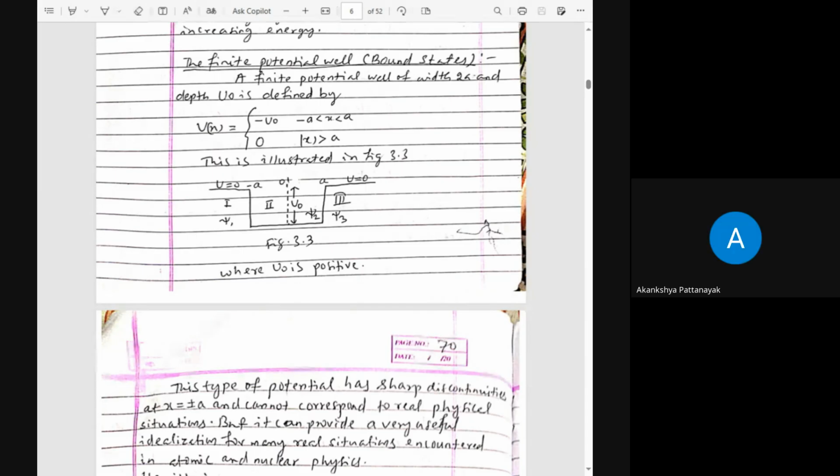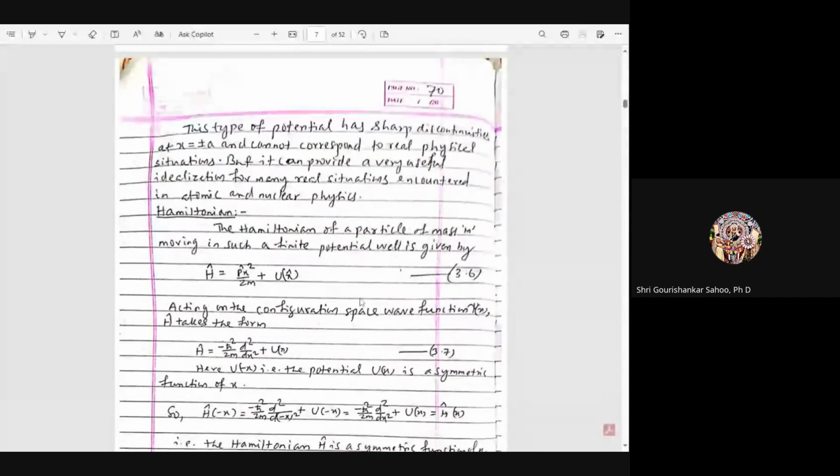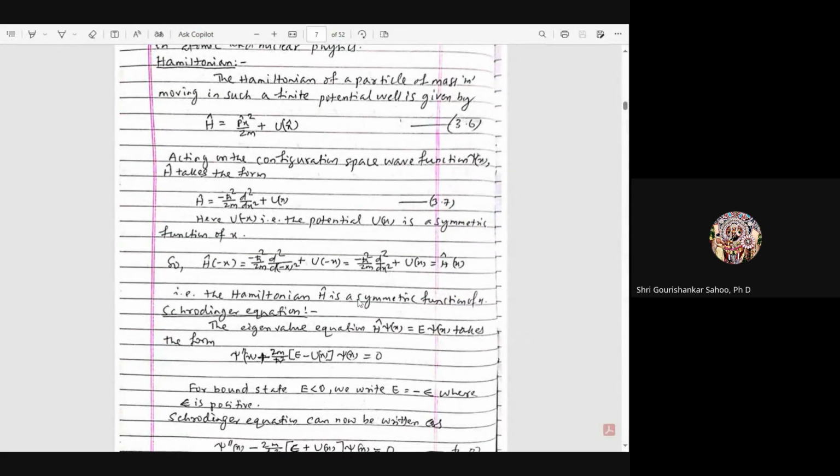Okay. And this type of potential has sharp discontinuities at x equal to a and minus a, and cannot correspond to real physical situations. But it can provide a very useful idealization for many real situations encountered in atomic and nuclear physics. So let us first write the Hamiltonian of this type of problem.